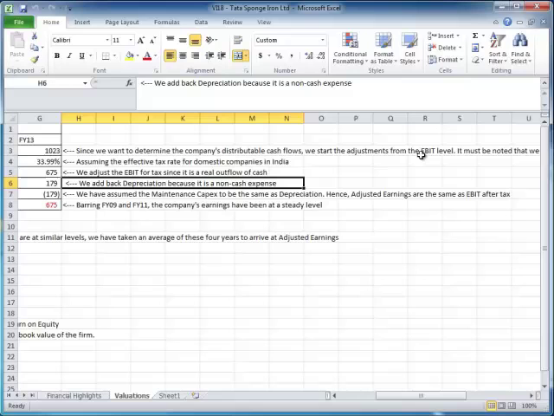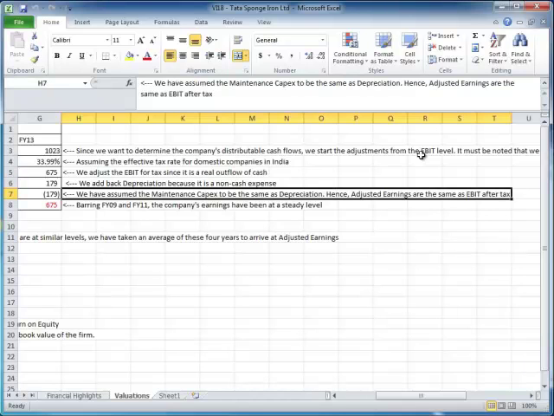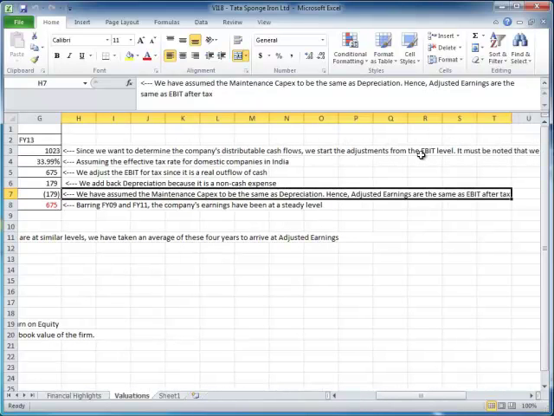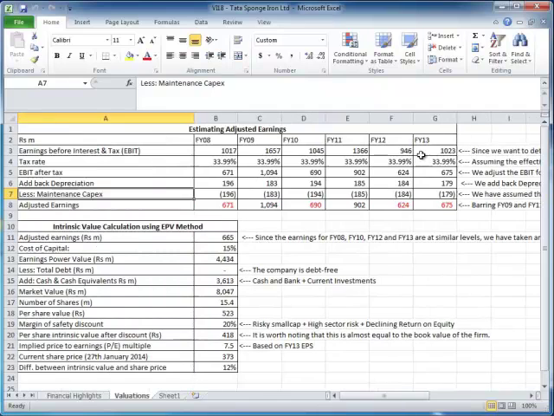So remember, we're looking at free cash flow here, right? That's why we're adding back depreciation. And then we've assumed the maintenance capital expenditure to be the same as depreciation. Hence, adjusted earnings is the same as earnings before interest and taxes after tax. So our implicit assumption here is that whatever depreciation the company has, it has to spend that amount in order to maintain its operations. So really, we cancel these two effects, cancel one another out.